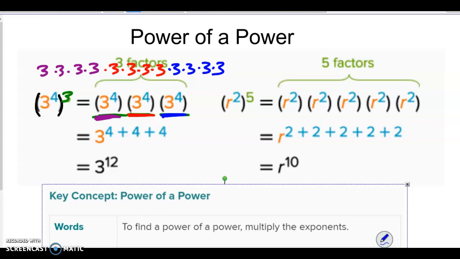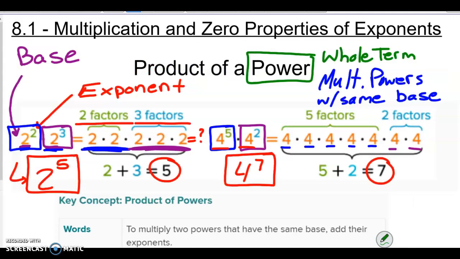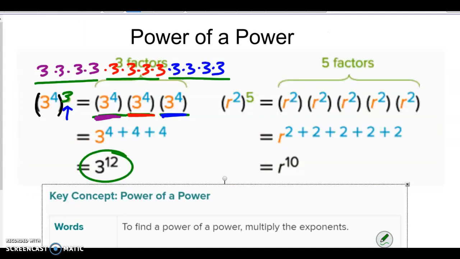So I have this group of 4 3s being multiplied by itself happening 3 times. So what I end up with is however many total 3s I've got in front of me, and it's going to be 4 plus 4 plus 4 is 12. I'll get 3 to the 12. And that is why it makes it easier to learn this rule first, because once you get to this step here, 3 to the fourth times 3 to the fourth times 3 to the fourth, that's just this rule happening a couple times, right?